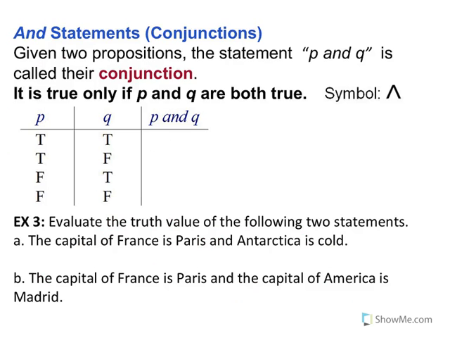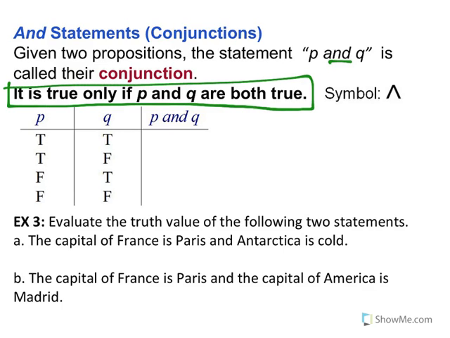Okay, we have and statements. These are called conjunctions. Given two propositions, the statement P and Q is known as a conjunction. This is really important that you understand this piece. It is true only if P and Q are both true. Here I have P is true, Q is true, then P and Q is true. It's only true if they're both true. If P is true, Q is false, this is false. If P is false, Q is true, this is false, and if they're both false, it has to be false.